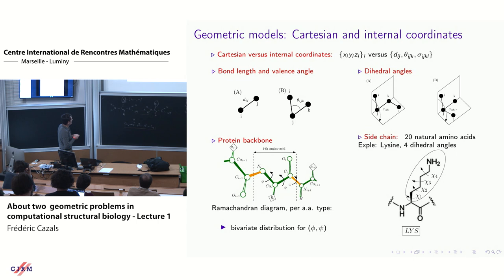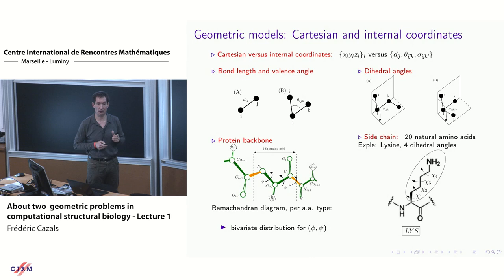Interestingly, if we look at the connection between the C of the carbonyl and the N of the nitrogen, namely this connection, the dihedral angle here is the so-called omega angle, and it's essentially constant, pi, plus or minus a couple of degrees. Right? So this one, we won't consider it. So for the backbone, keep in mind that we have two dihedral angles for each C-alpha carbon.